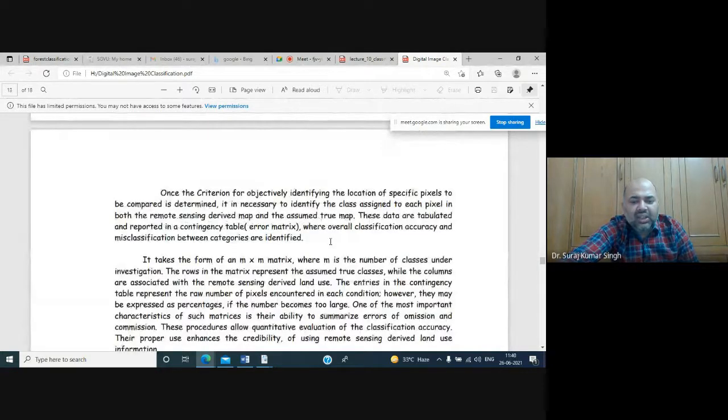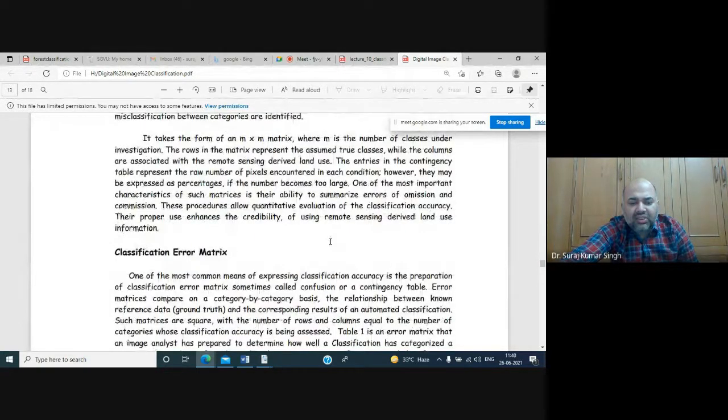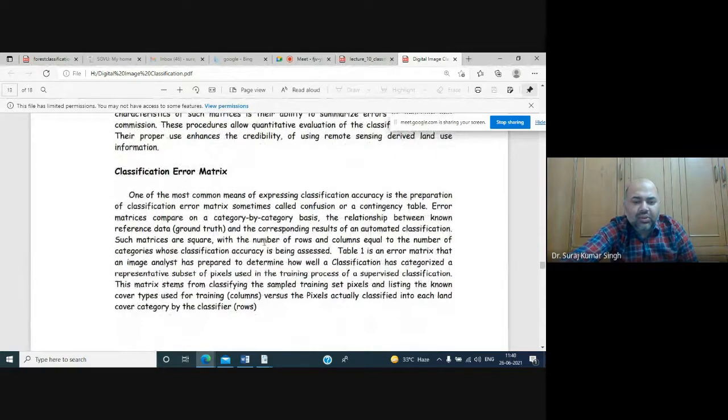Through that, various kinds of matrices will be generated on the basis of your ground truth data. One of the most common means of expressing classification accuracy is the preparation of a classification error matrix. On the basis of the points that you have selected as ground control points, the error matrix will be generated for each and every class. One will be the user error matrix, the other will be the producer error matrix. This error matrix is also sometimes called a confusion or contingency table.